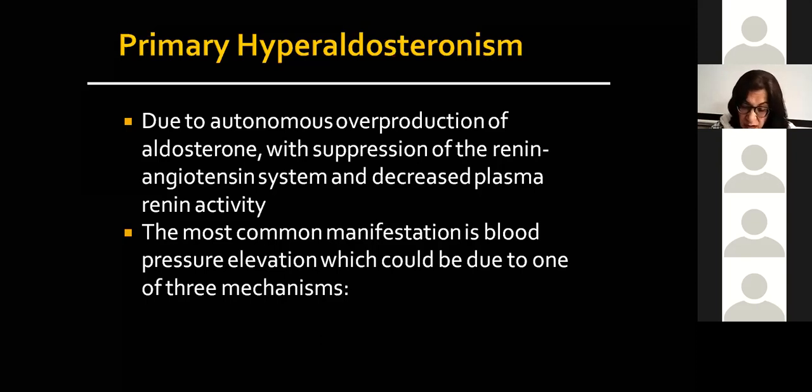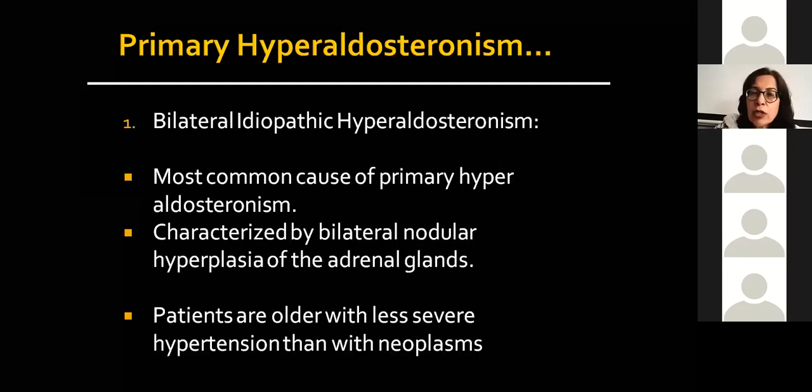The most common effect of hyperaldosteronism is hypertension. It is due to what? There could be bilateral idiopathic hyperaldosteronism. The most common cause of primary hyperaldosteronism is bilateral idiopathic. No reason, just bilaterally both the glands start to secrete more aldosterone. It is characterized by bilateral nodular hyperplasia of the adrenal glands. Both of the adrenal glands become nodular and hyperplastic and start secreting lots of aldosterone. Patients are older with less severe hypertension than with neoplasm.